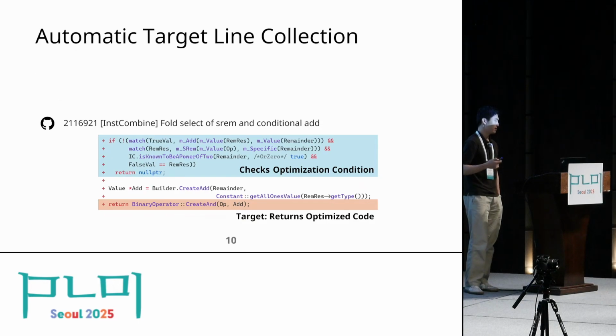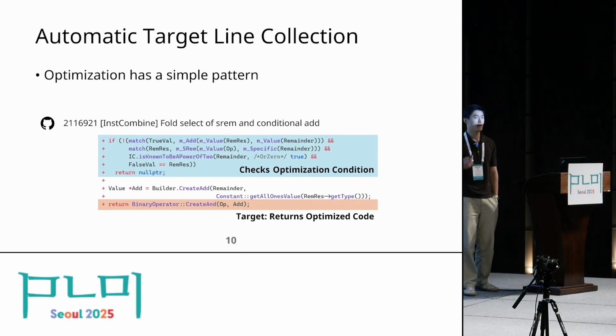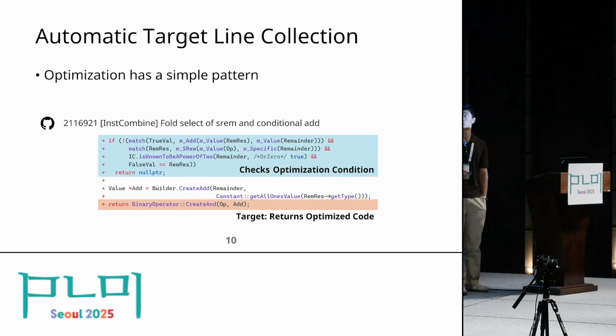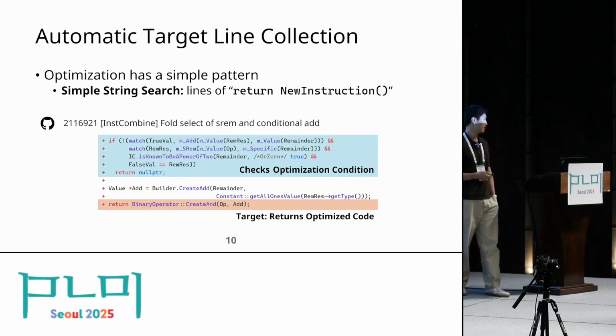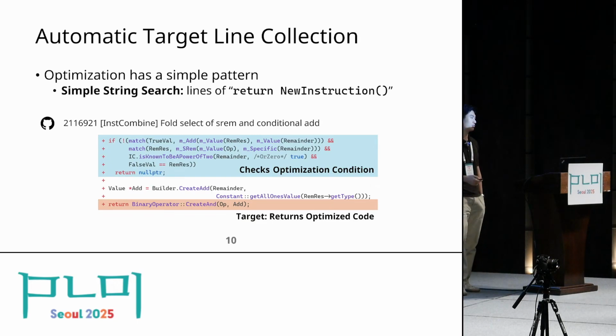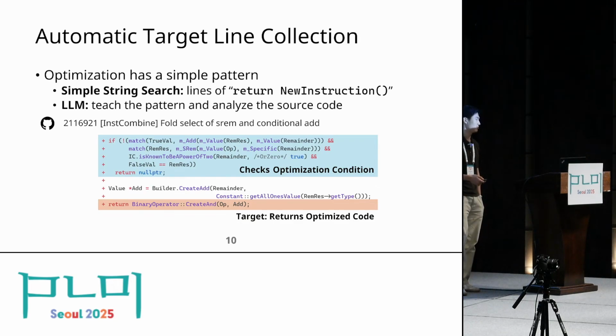And because optimization has a really simple pattern, just like I said, we can do automatic target line collection. We can just do a simple string search with a simple Python script. We can collect all the lines that return a new optimized instruction. Or we can just prompt engineer an LLM to analyze the source code and collect all the interesting optimization triggering lines.